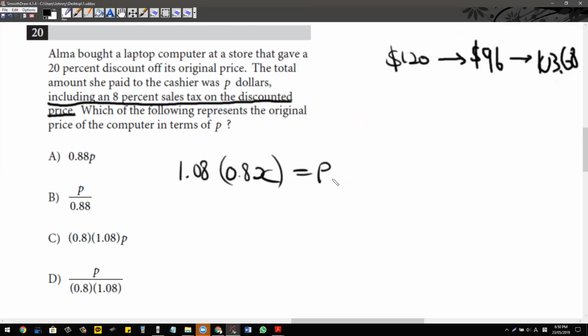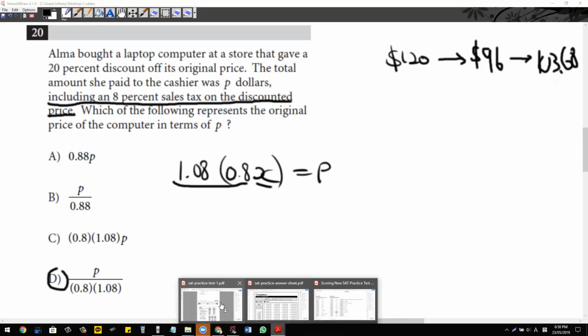This is the money that you paid. Therefore, X is equal to what's the answer? C. P divided by those two is X. Oh, right, I see that. So that's the answer.